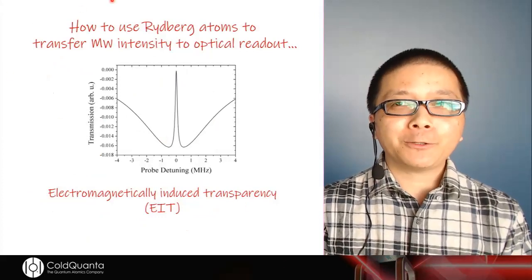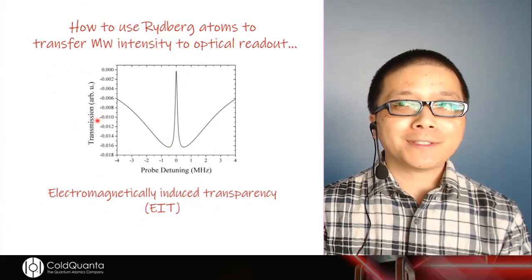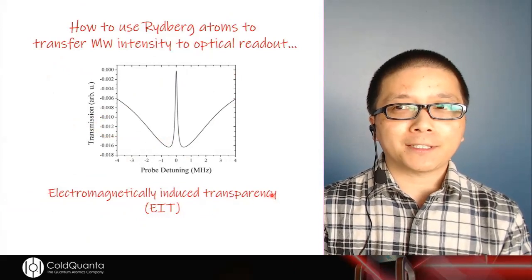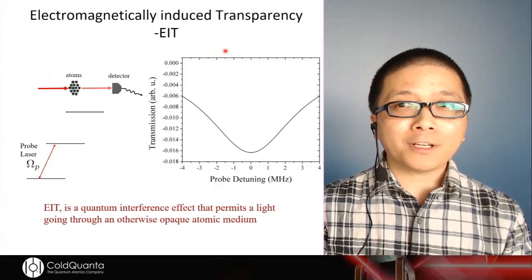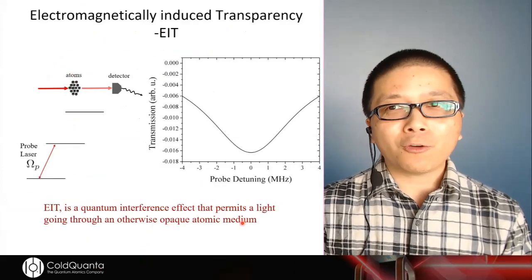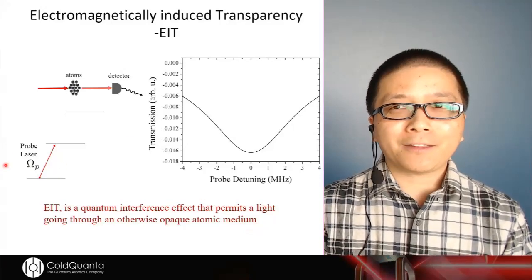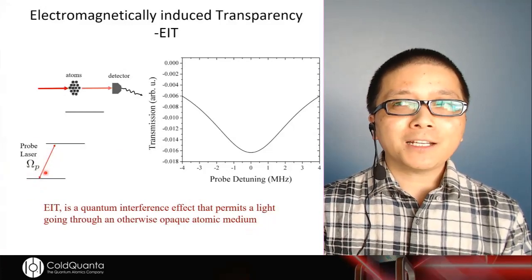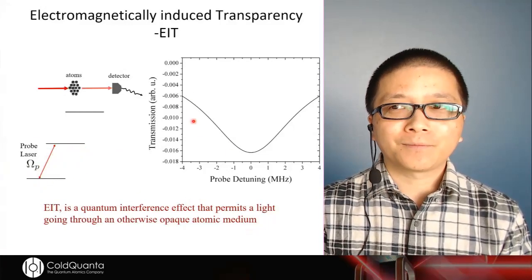How to use Rydberg atoms to transform microwave intensity to optical readout? We are going to use a spectral technique called electromagnetically induced transparency, or EIT. EIT is a quantum interference effect that permits light to go through an otherwise opaque atomic medium. It's basically like this. Suppose there's a light going through an atomic medium. If the color is resonant with these two levels, the light will be absorbed, giving a spectrum like this.